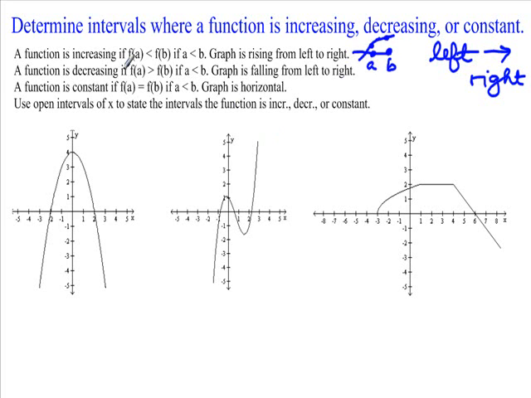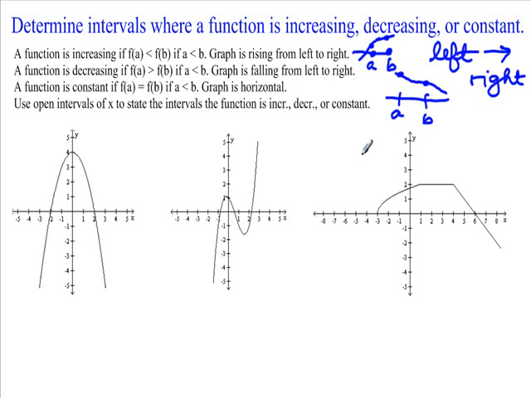A function is decreasing if f of A is greater than f of B if A is less than B. So that means our graph is falling from left to right. Again, a quick illustration here. Let's have a value of A which is less than a value of B. At this time we say that f of A, so that y value, has to be larger than the y value at B. So for that to happen, the graph would have to be falling.